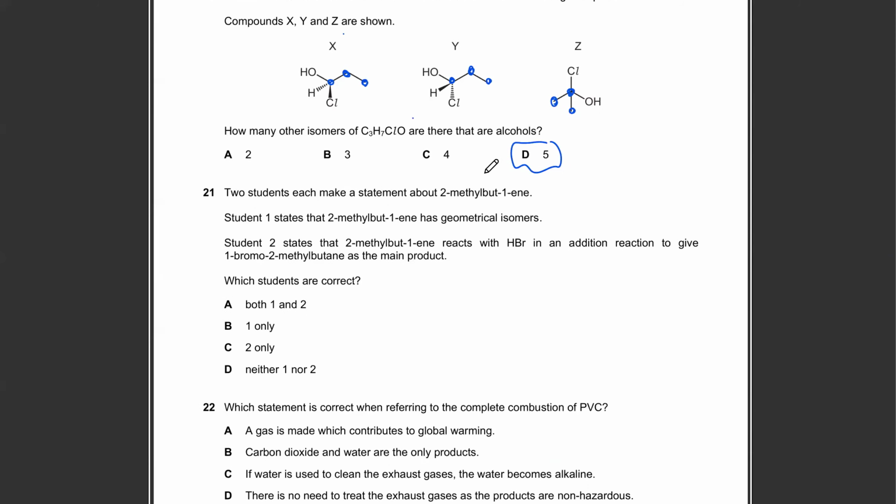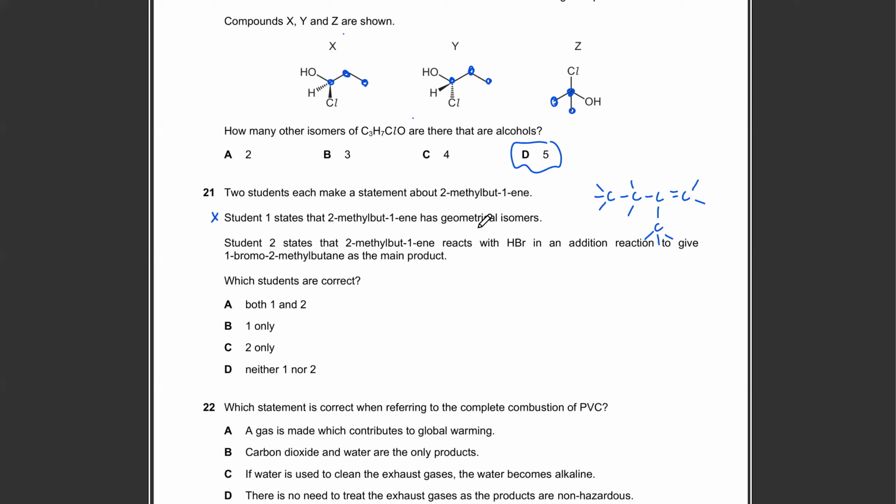Two students each make a statement about 2-methylbutene. Student one states that 2-methylbutene has geometrical isomers. Does it? Butene and 2-methyl. No, because it has two hydrogens on the terminal double bonded carbon. So student one is wrong, right?